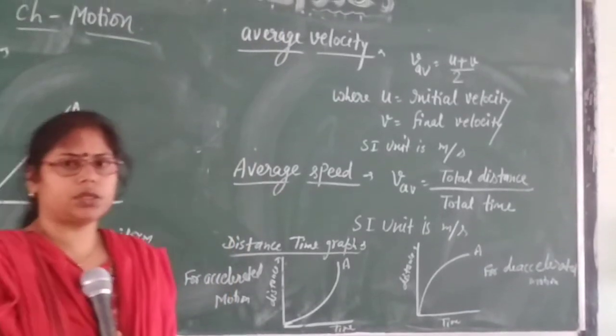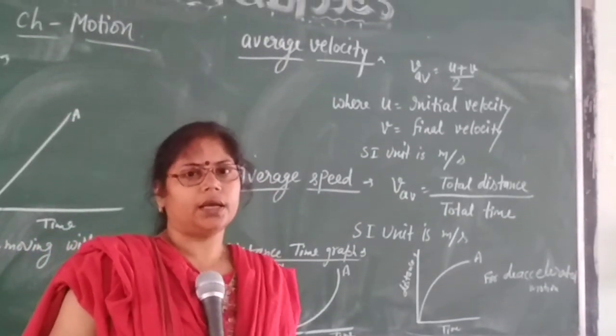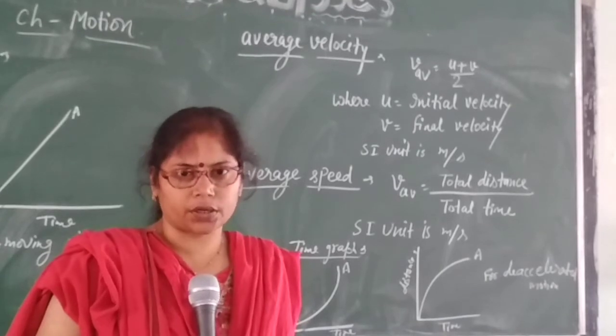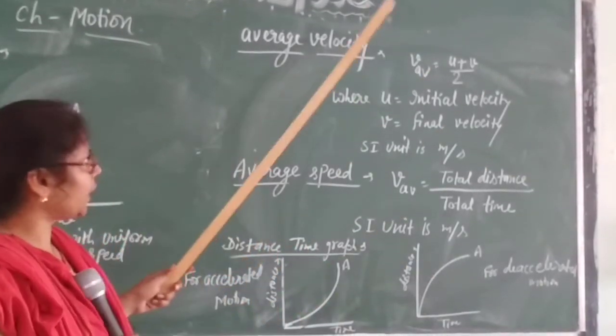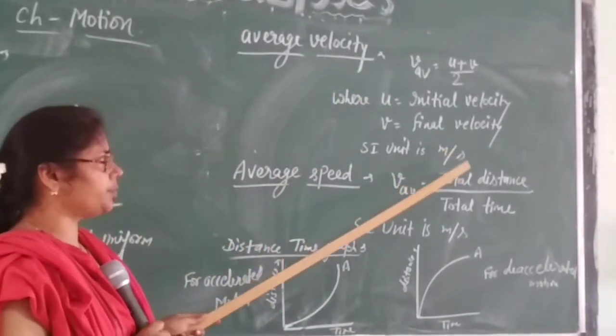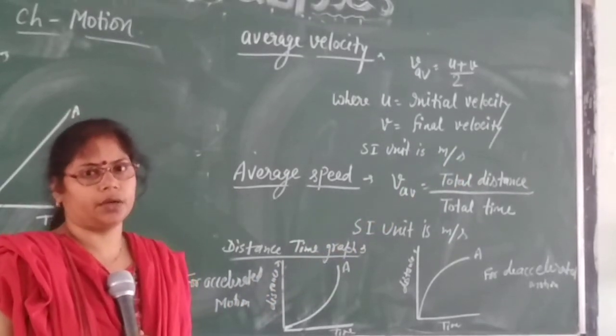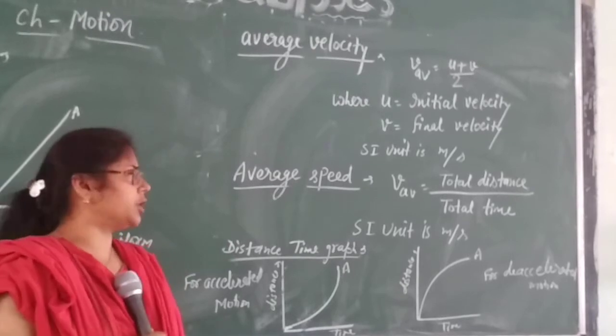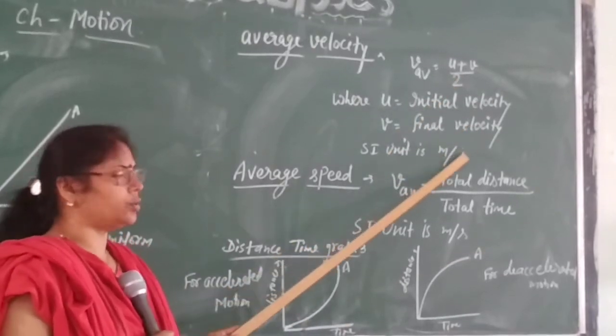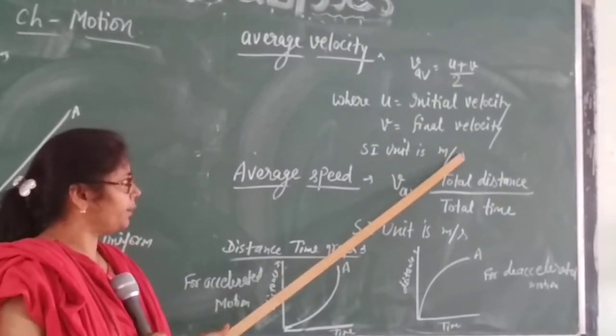As we know, velocity is a vector quantity. Average velocity is also a vector quantity, and its SI unit is meter per second, because velocity has the unit meter per second. If the unit of velocity is meter per second, then their mean is also meter per second.